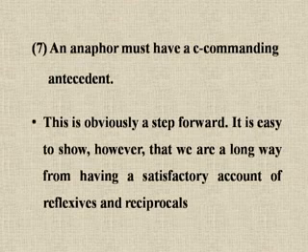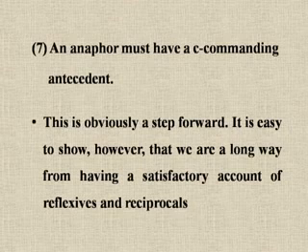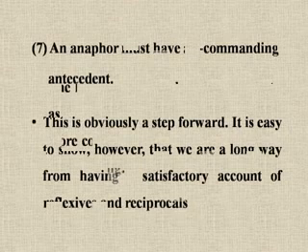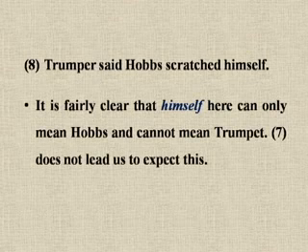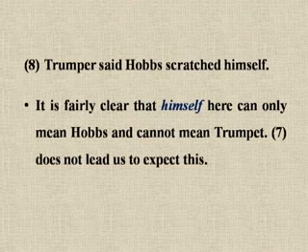It is easy to show, however, that we are a long way from having a satisfactory account of reflexives and reciprocals. The limitations of 7 become apparent as soon as we consider some slightly more complex examples. Consider first the following. Trumper said, Hobbes struck himself. It is fairly clear that himself here can only mean Hobbes and cannot mean Trumper. 7 does not lead us to expect this.